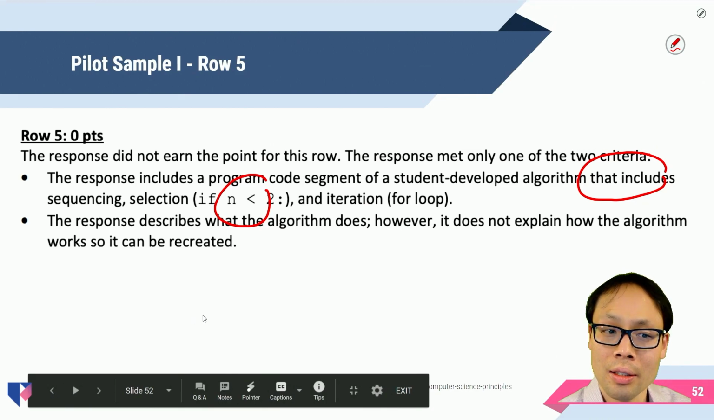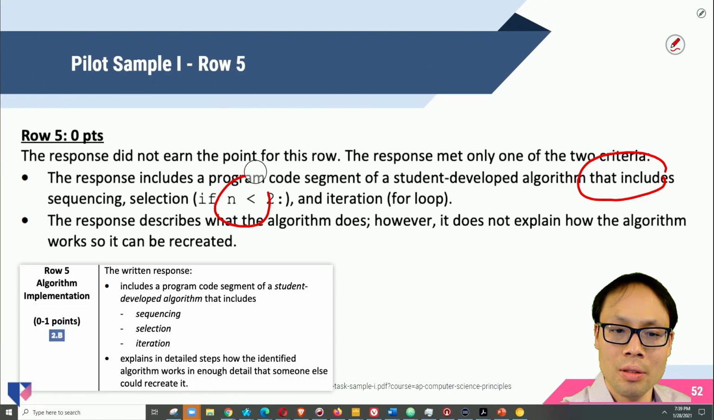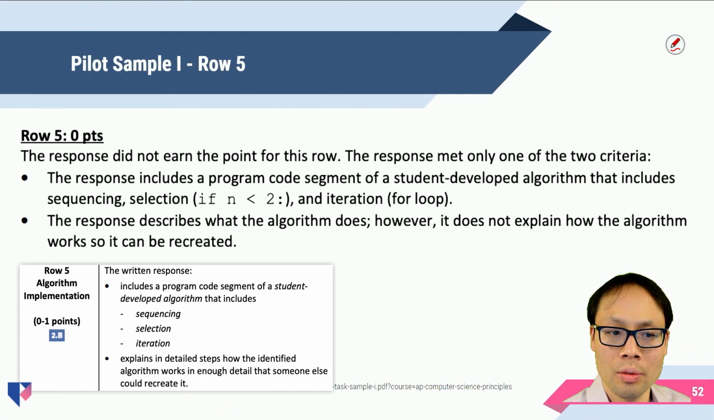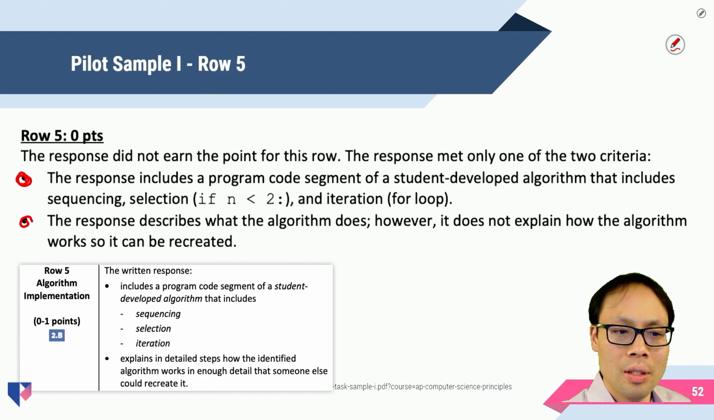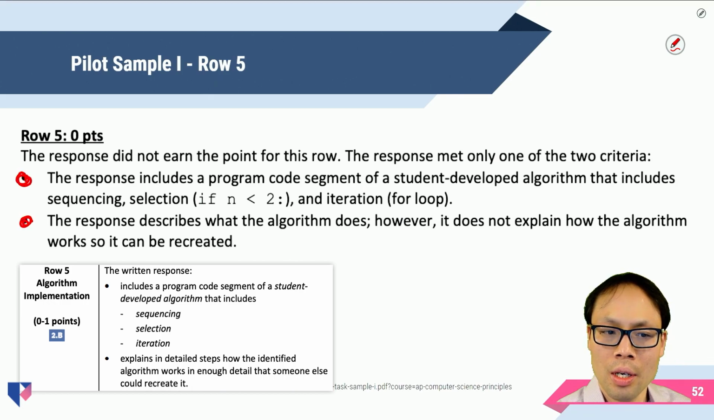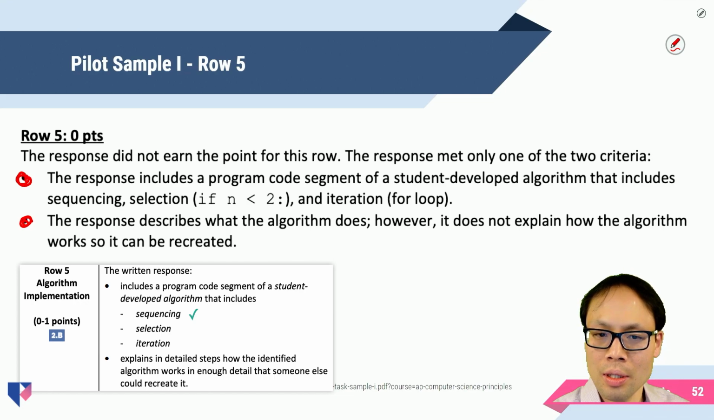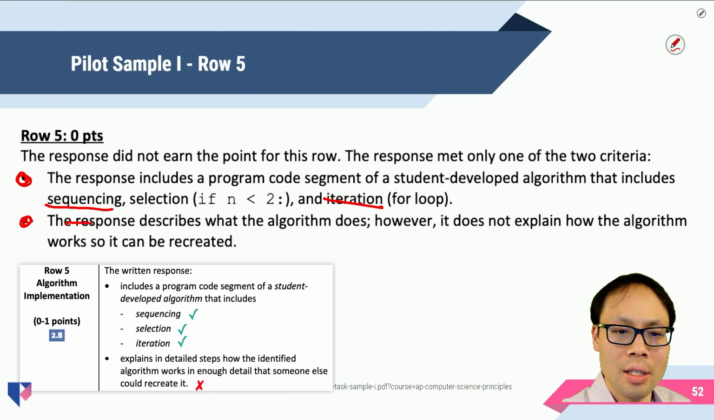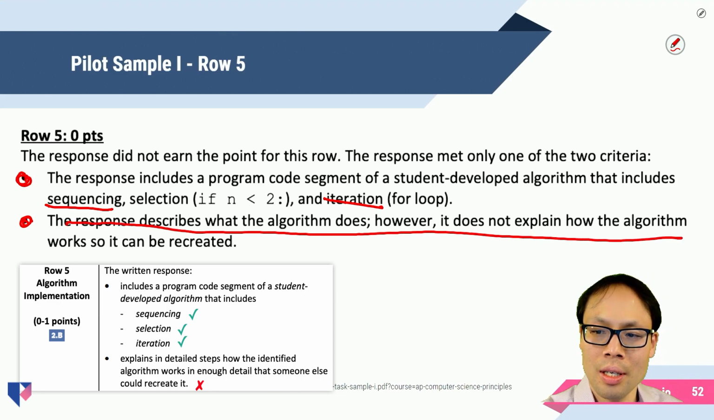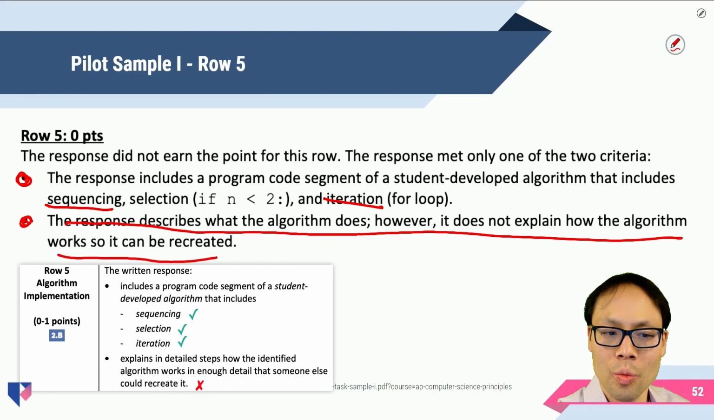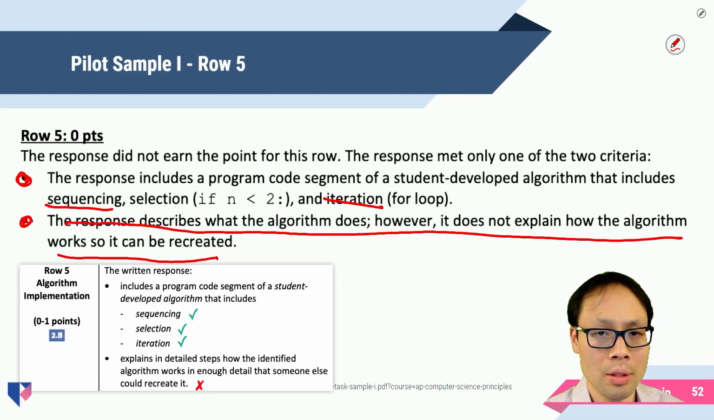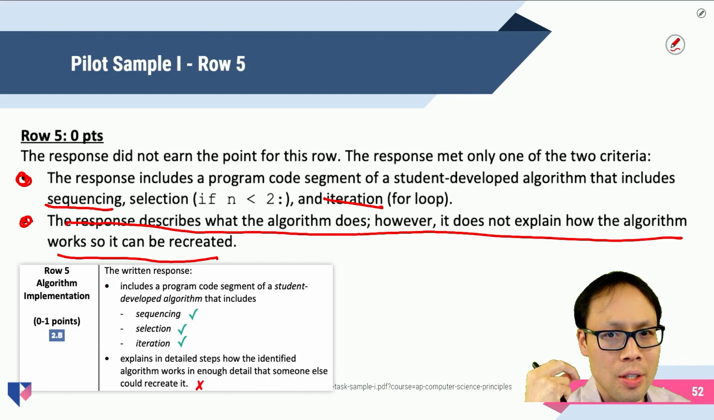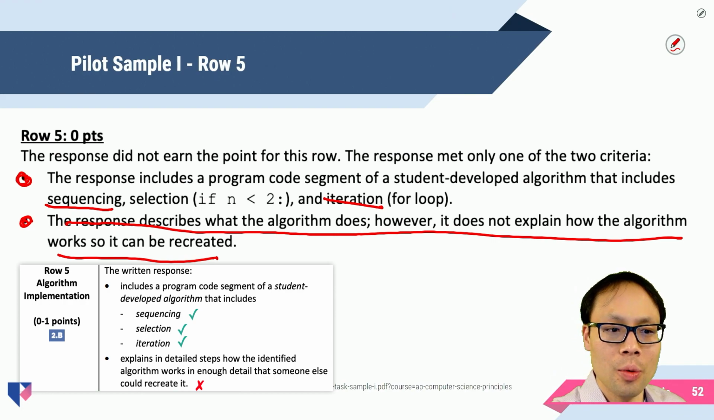However, for row 5, the response did not meet the criteria because the response met only one of the 2. So again, very specific here. This was the sequencing iteration. The response includes a program segment that includes sequencing and iteration. However, it does not explain what the algorithm does and does not explain how the algorithm works so that it can be recreated. So again, that part, as I mentioned before, is new this year. And again, it's kind of like forcing the student to document exactly what they're doing.